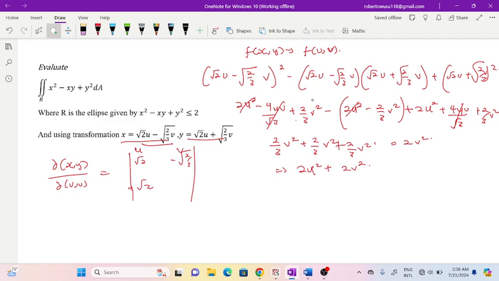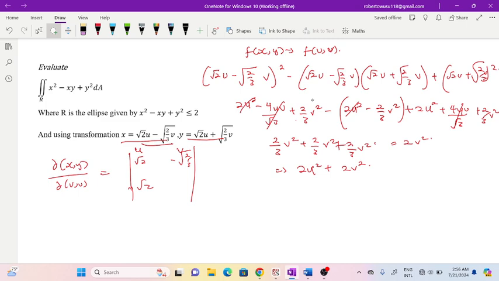Then you cross multiply our determinant. So our Jacobian is the absolute value of what? This time this will give us 2 over root 3 minus the expression. This time this will give us minus 2 over root 3. That's going to give me the absolute value of 4 over root 3. So this is our Jacobian.